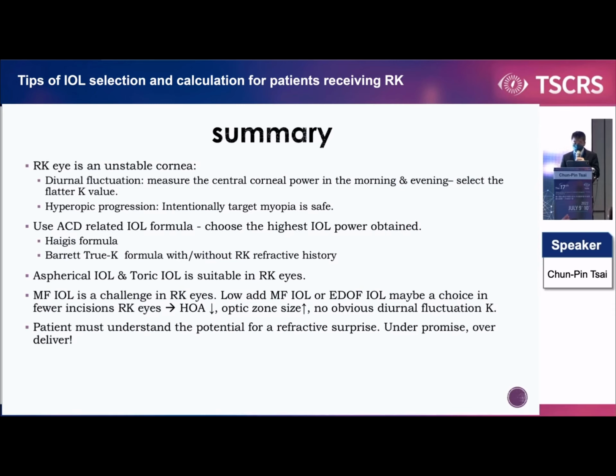Use an ACD-related IOL formula like Haigis or Barrett True-K formula, with or without RK refractive history, and choose the highest IOL power obtained. Aspheric IOL and toric IOL are suitable in RK eyes. Multifocal IOL is a challenge in RK eyes. Low-end multifocal IOL or EDOF IOL may be a choice in fewer-incision RK eyes. These eyes have less high-order aberration, larger optic zone, and no obvious diurnal fluctuation in K reading.